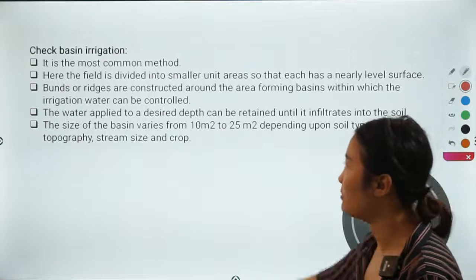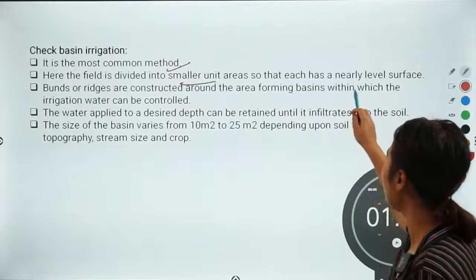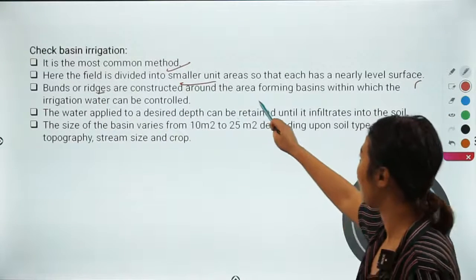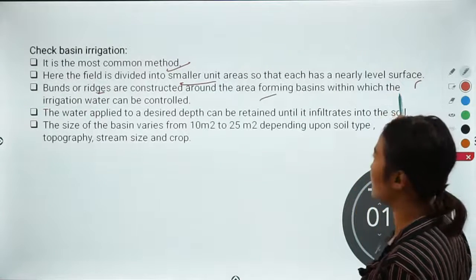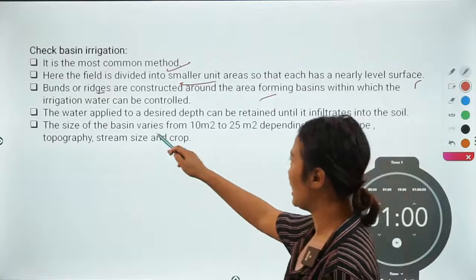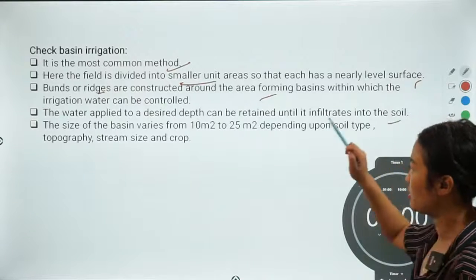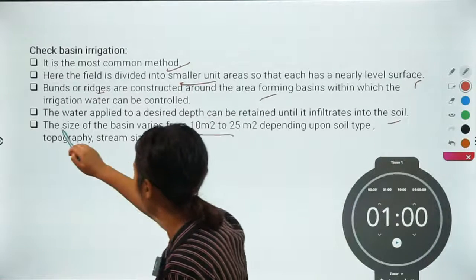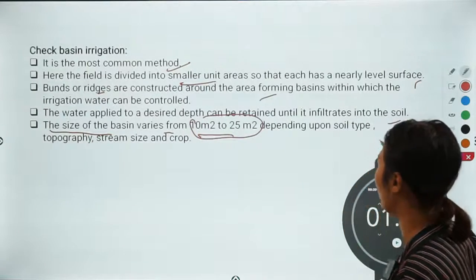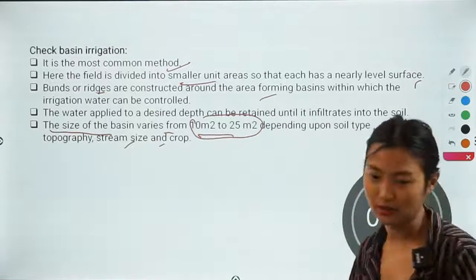It is the most common method. Here the field is divided into smaller unit areas so that each has a nearly level surface. The bunds or ridges are constructed around the area forming basins in which the irrigation water can be controlled so that overflowing doesn't happen. The water applied to the desired depth can be retained until it infiltrates the soil. Remember this one: the size of the basin varies from 10 to 25 square meters depending upon the soil type, topography, stream size, and crop. So questions can also come on the size of this basin.